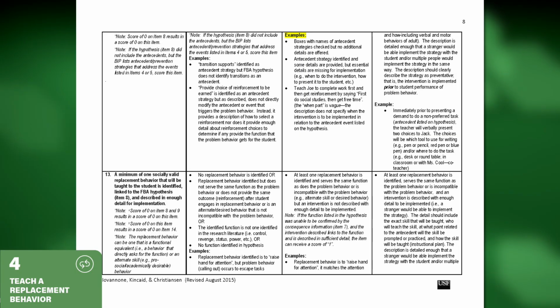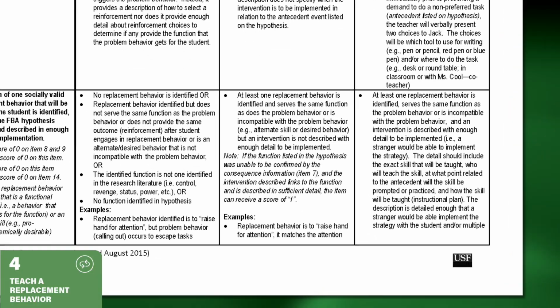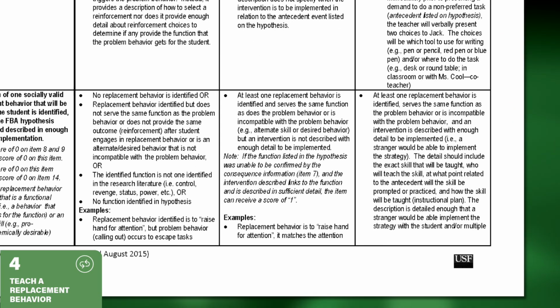So also in section 13 of the TATE, in order to get a 2, at least one replacement behavior is identified and it serves the same function as the problem behavior or is incompatible with the problem behavior, and an intervention is described with enough detail to be implemented. The details should include the exact skill that will be taught, who will teach it, and at what point related to the antecedent the skill will be prompted or practiced, and how the skill will be taught. So the description is detailed enough that a stranger would be able to implement the strategy with the student, or multiple people would be able to implement the strategy in the same way.